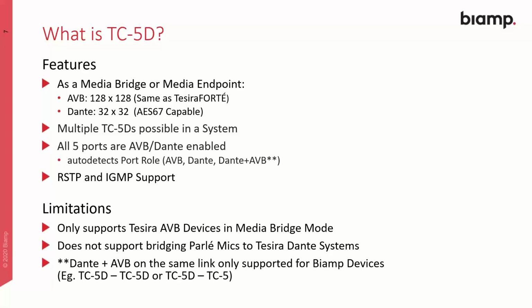Dante and AVB on the same link is something we'll explore in a little more depth towards the end of the presentation, but it's only supported for Biamp devices. And at this time, that's the TC5 or the TC5D. And that has to do with the Dante and AVB connections kind of jockeying and vying for the same resources. And it's only possible for Biamp to mediate that communications properly if it's from one Biamp device that we know how it works to another that we know how it works. We'll discuss that a little bit further here as we move forward through the presentation.